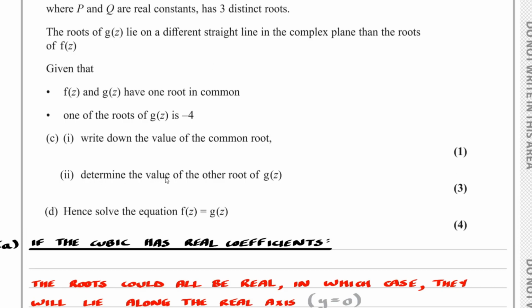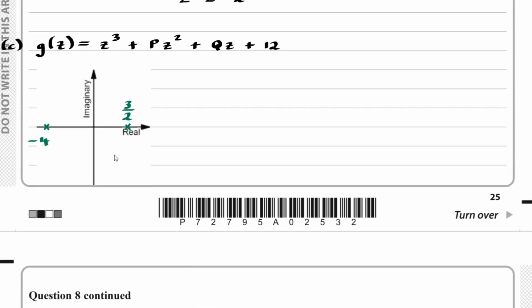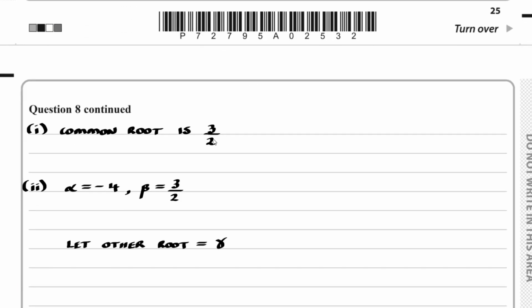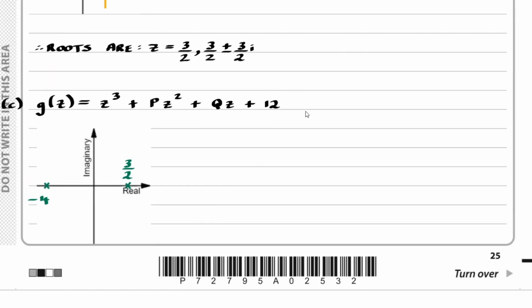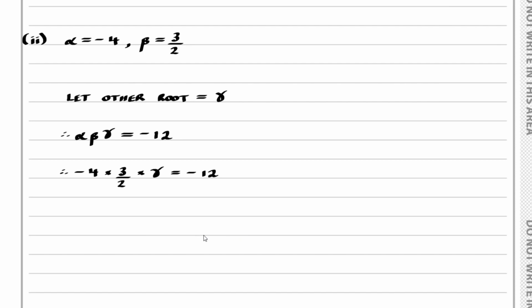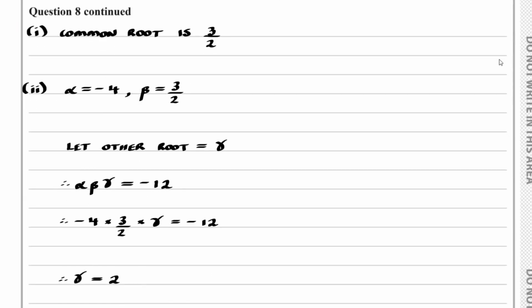We now have to determine the value of the other root of g of z. So for the next part, we've got alpha, one of the roots as minus 4. We've got beta, the other root, as 3 over 2. And what we know, if we consider the product of the roots, if the other root is gamma, the product of the roots is equal to minus 12. So we have minus 4 times 3 over 2 times gamma equals minus 12, in which case gamma is equal to 2. So we can add that root over here.